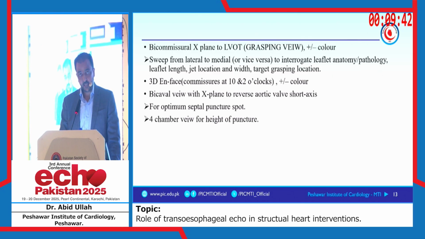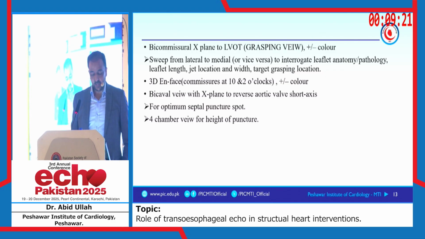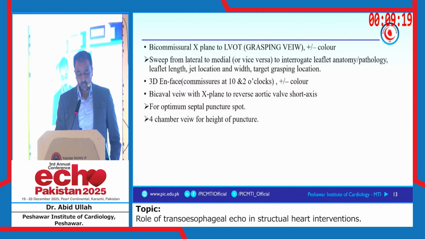I will briefly go through the key views. The main key view is the bicommissural X-plane, which is X-plane to the LVOT. The machine needs to have the 3D software to guide these procedures. Then we sweep from lateral to medial or medial to lateral, whatever we are comfortable with, to interrogate the leaflet anatomy, pathology, leaflet length, jet location, and the grasping location.